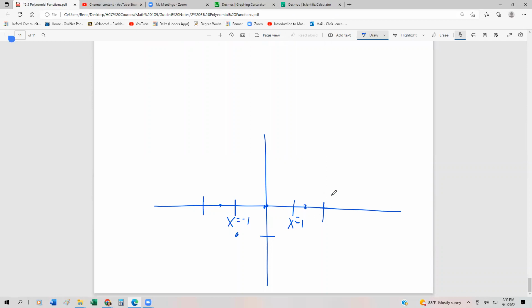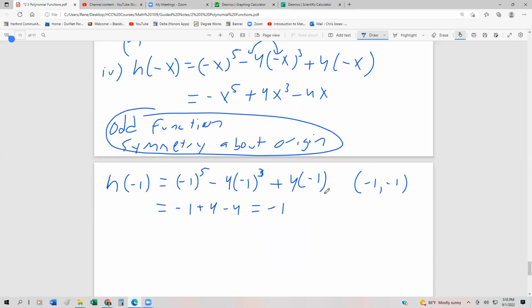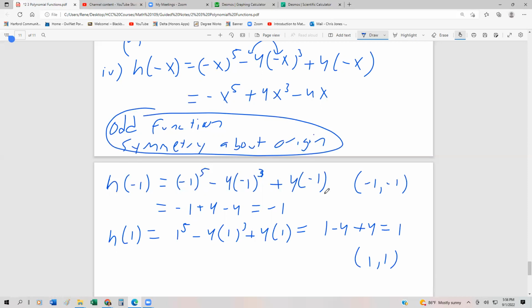And since there's symmetry, I'm almost guaranteed, in fact, I know if it's reflective about the origin, it's going to be there, right? But let's just verify by finding h at 1, which is going to be 1 to the fifth minus 4 times 1 cubed plus 4 times 1, which is going to turn out to be 1 minus 4 plus 4, which is 1. So we do have the point 1, 1, right?